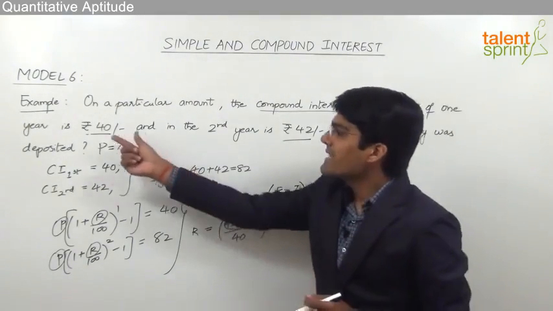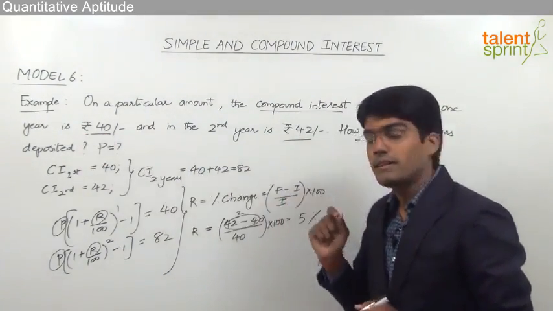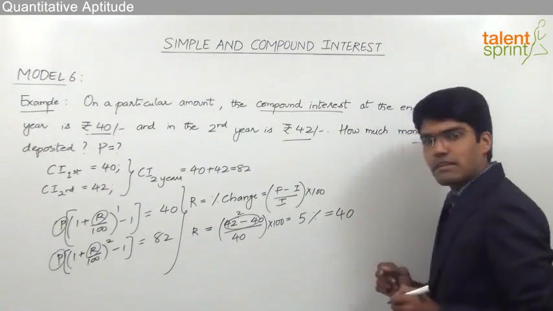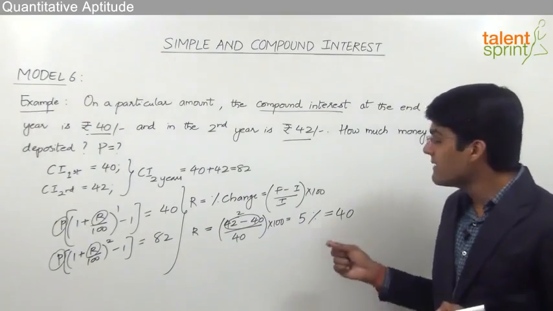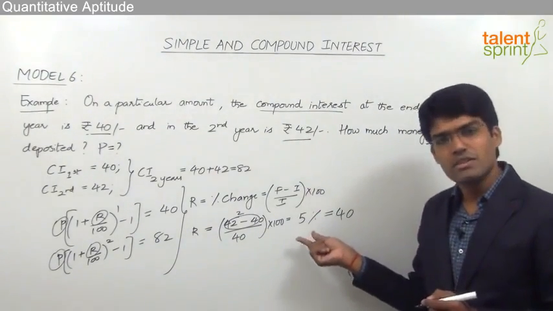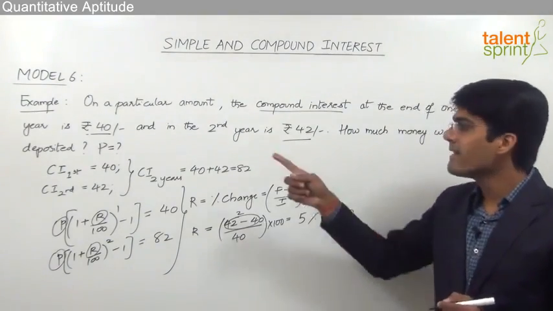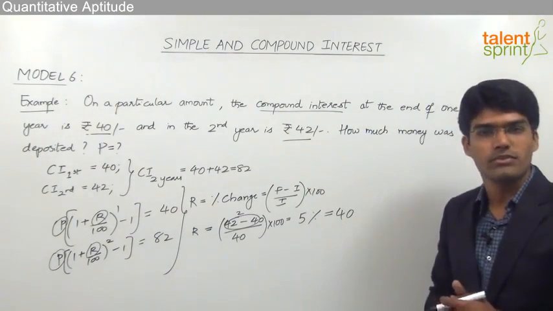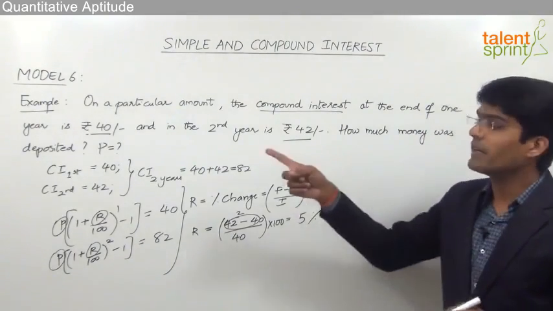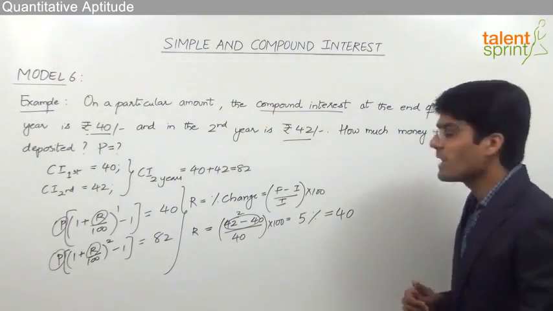Now here, as the interest earned in the first year is 40, we can say that the 40 rupees is equivalent to 5%, because in the first year we get interest only on the principal amount, that is 5% of 100%, which is equal to 5%, and that should be taken as first year's interest, that is 40 rupees. So we know that 5% is 40, and we are supposed to find out how much money was deposited. That means the principal amount.